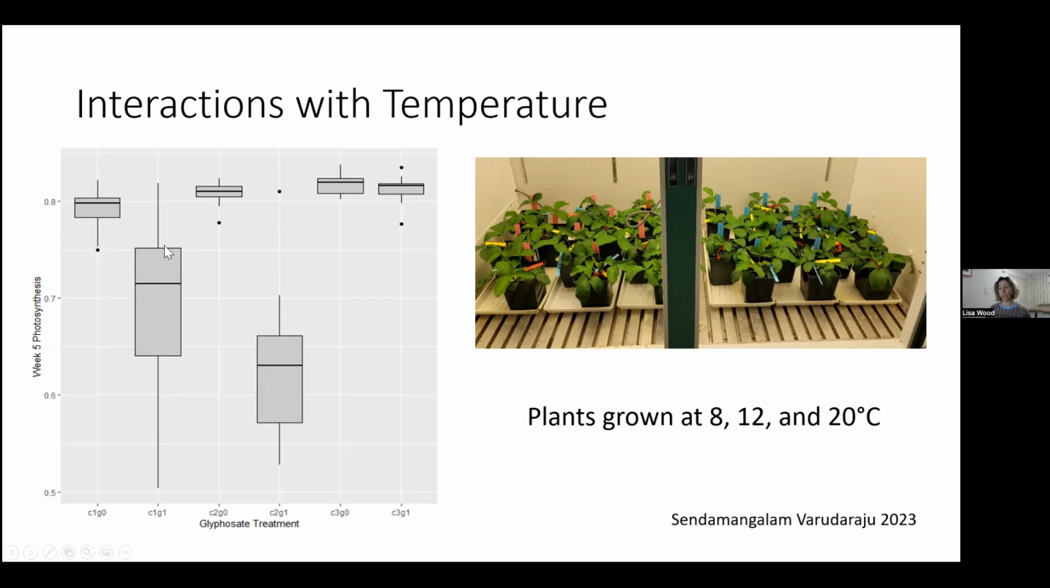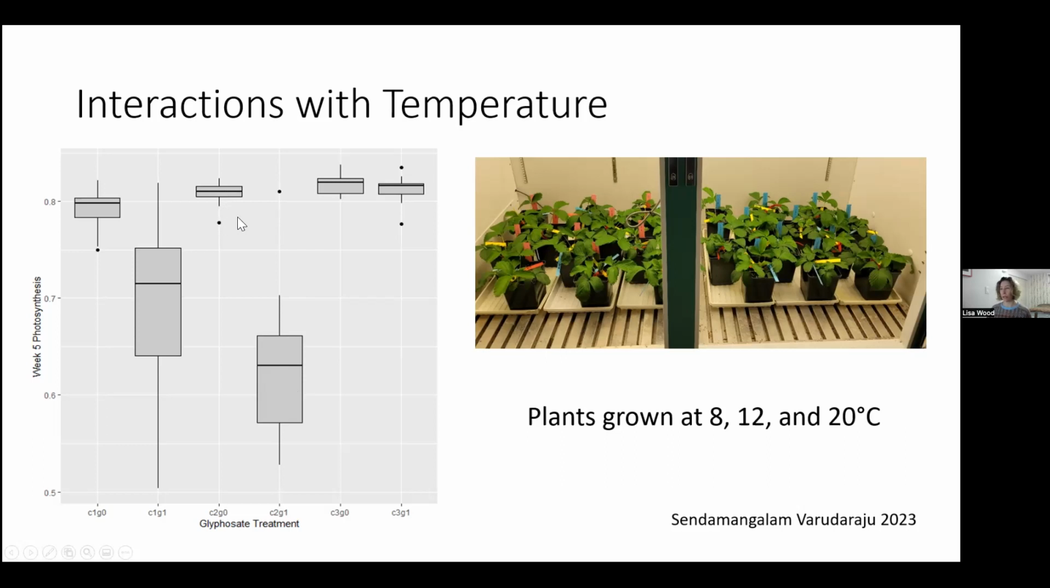So we see here that the plants treated with glyphosate, which are the lower bars or the second bar in each pair, in the 8 degrees and 12 degrees Celsius chambers, the glyphosate treated plants were not able to photosynthesize as well as the control plants. So this is a measure of their photosynthetic ability. And you can see here their photosynthetic capacity is a lot lower than the control plants.